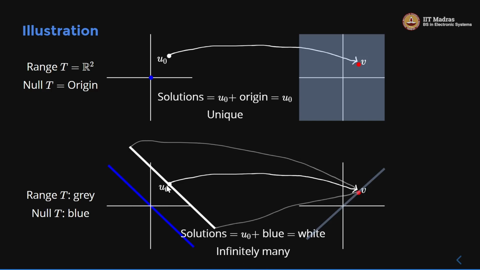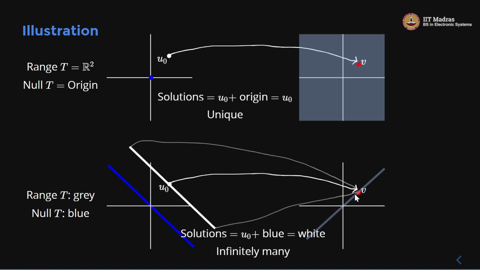U0 plus the entire blue line will shift here, and you will get this line parallel to the blue line through U0. All those points will end up in this red dot. Think this through, why that is true. In a simplifying case, suppose this red dot is the origin itself. Then the entire blue line comes to the origin, because the blue line is the null space.